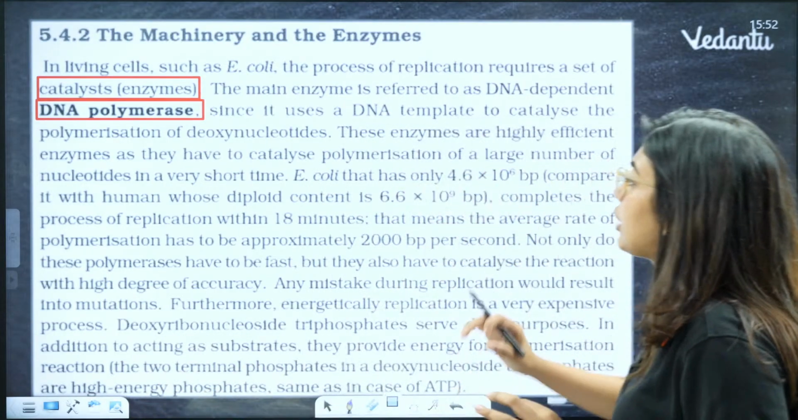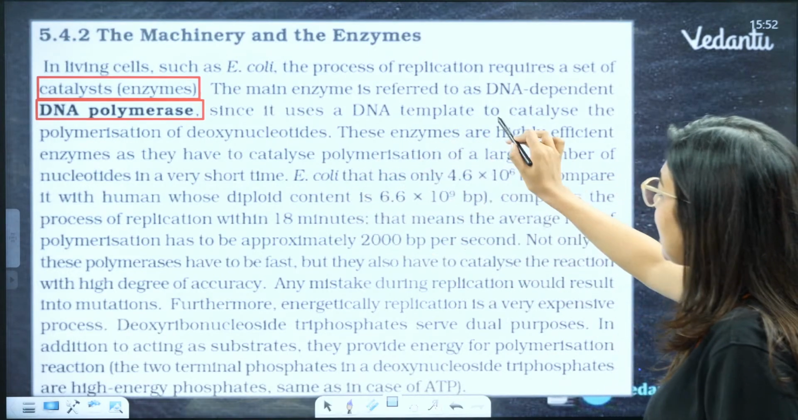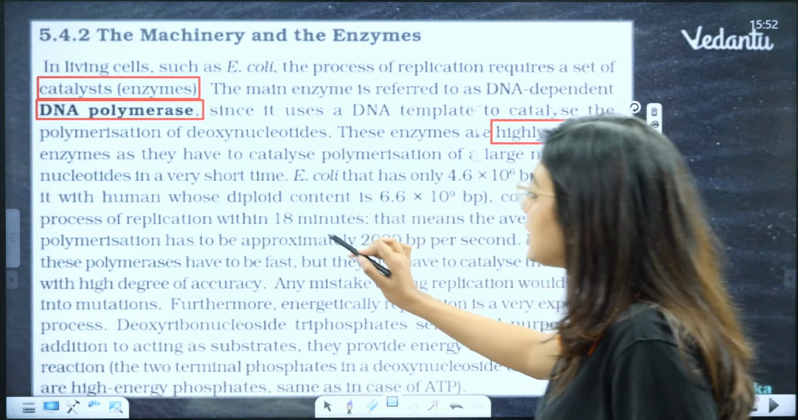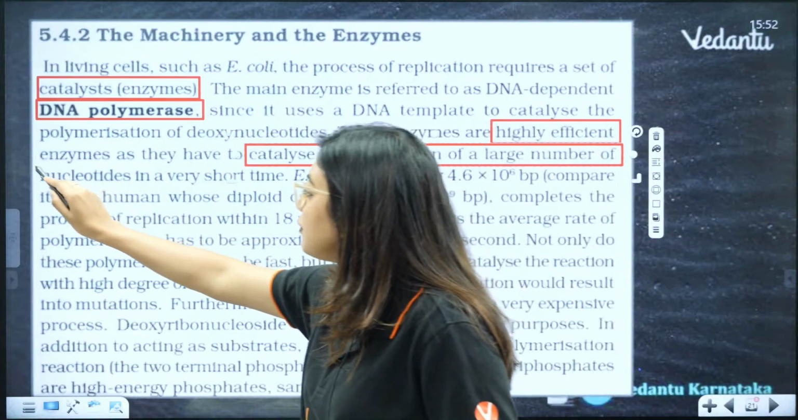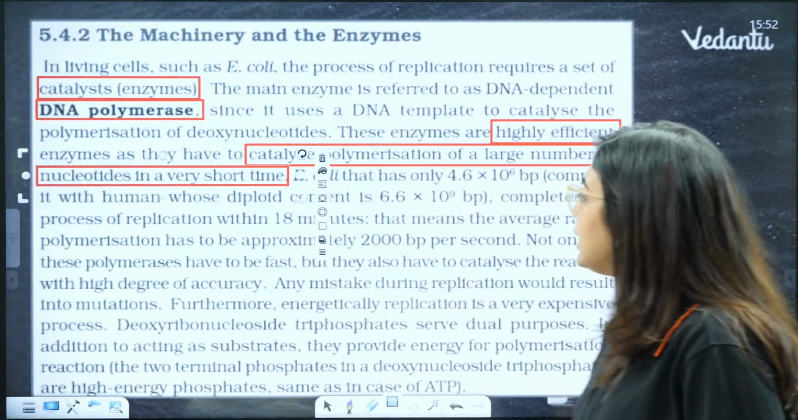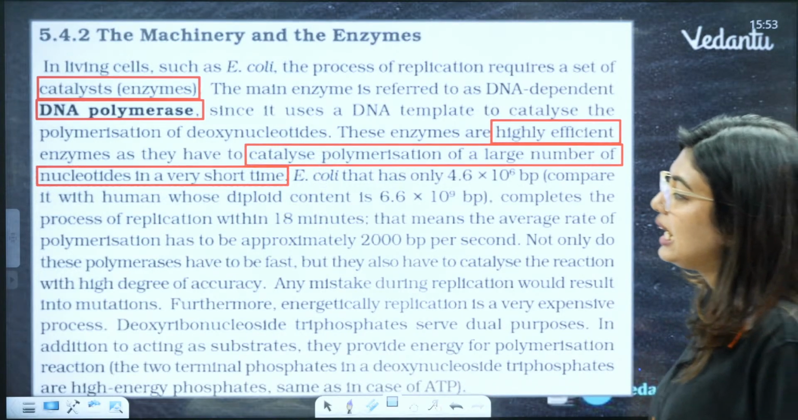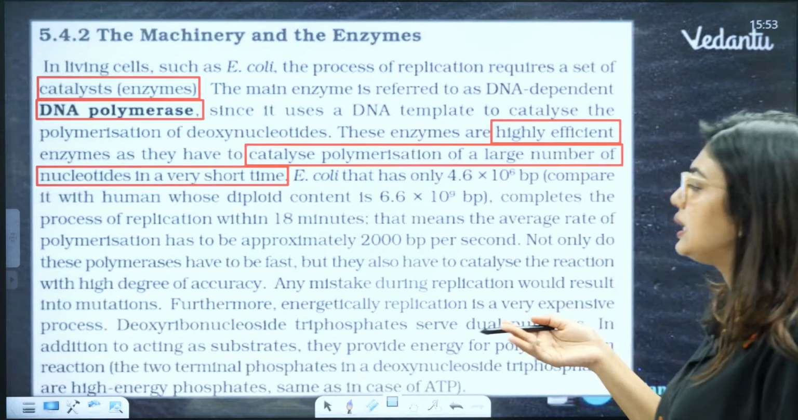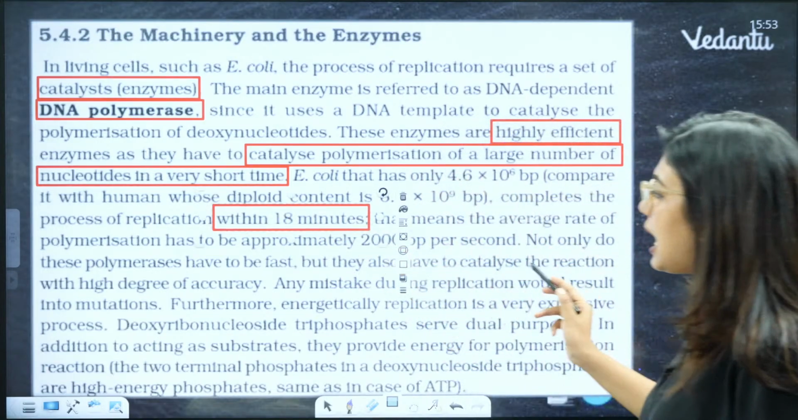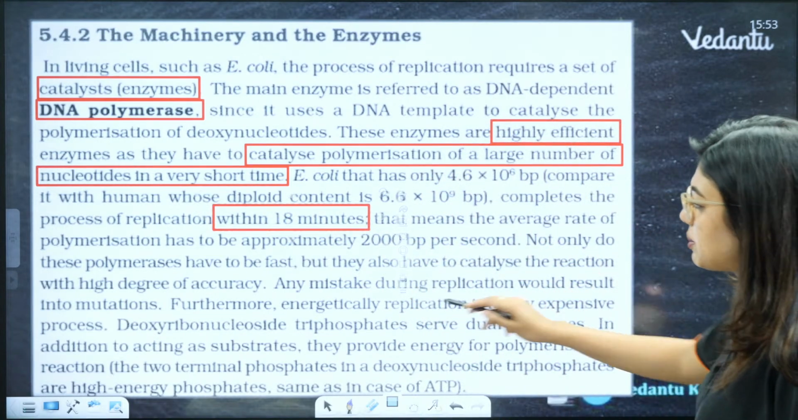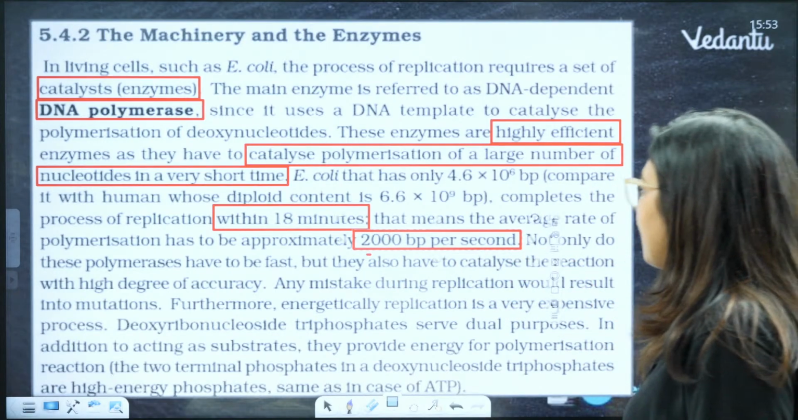So here what they are trying to say is that this DNA template catalyzes polymerization of deoxynucleotides, and these enzymes are highly efficient. They have to catalyze polymerization of a large number of nucleotides in a very short time. E. coli has 4.6 x 10^6 base pairs and completes the process of replication within 18 minutes. That means the average rate of polymerization has to be approximately 2000 base pairs per second.